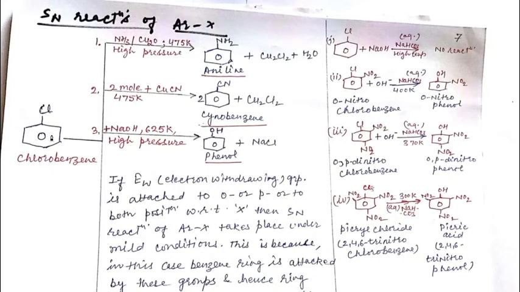Let us begin with nucleophilic substitution reactions of aryl halides. When aryl halides are treated with ammonia in presence of cuprous oxide at 475 Kelvin temperature at very high pressure, then this chlorine is substituted by NH2 group and we get aromatic amine, and the name of this compound is aniline. When it is treated with cuprous cyanide at 475 Kelvin, then 2 moles of chlorobenzene are consumed and we get cyanobenzene and cuprous chloride.